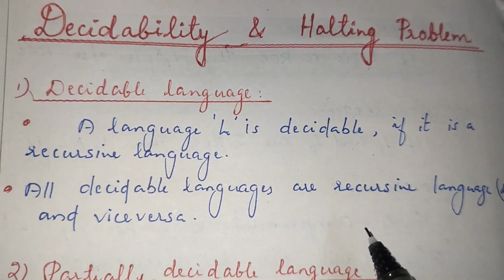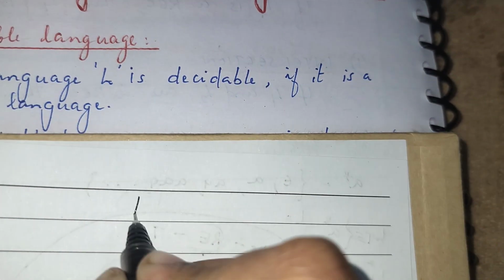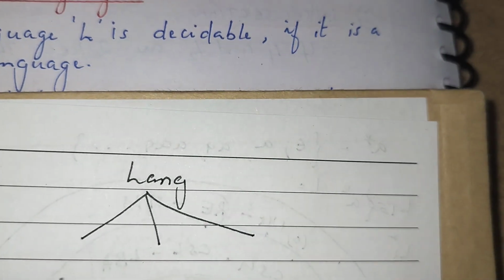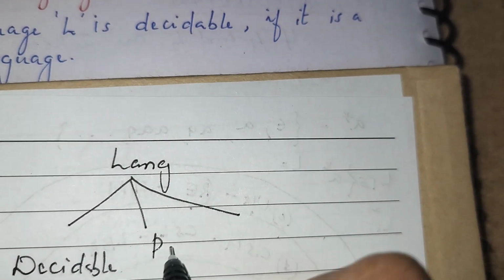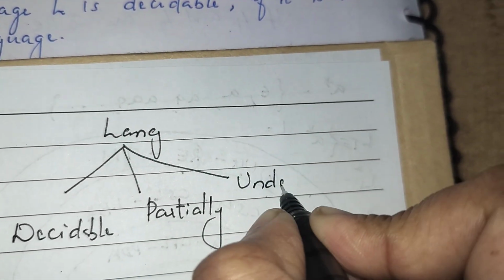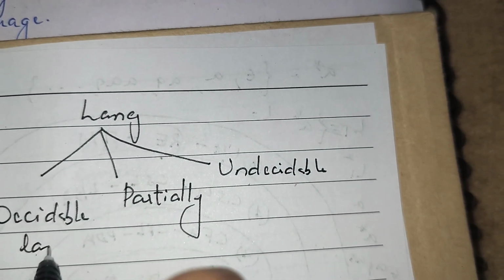Next is decidability and the halting problem. By taking Turing machines, I am considering languages of three types: one is decidable language, another is partially decidable language, and the third one is undecidable language. Decidable language, what is a decidable language?